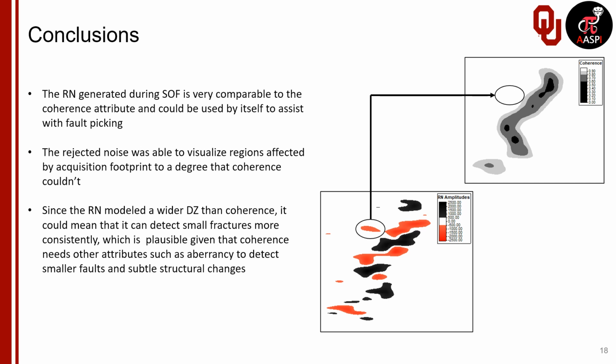Also, it picked up on certain anomalies that the coherence didn't really pick up on, like that anomalous lobe to the right that I've circled and pointed out that is blank on the coherence. That is actually happening adjacent to a bright spot. And I did double check to make sure that my rejected noise amplitudes were not correlated with my seismic amplitudes. So there could also be the possibility that it could help as well with identifying water, gas, or oil saturated zones.